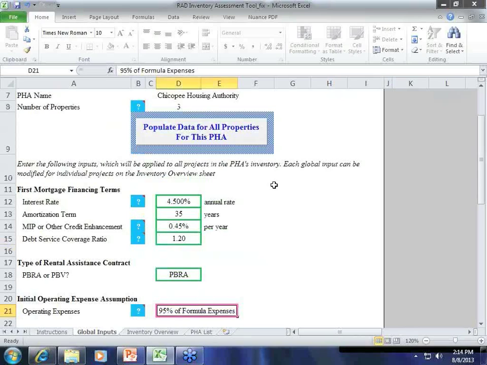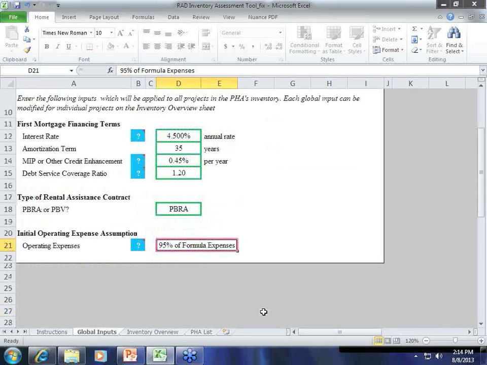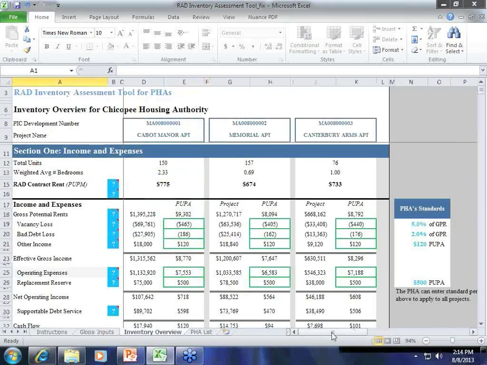So, as I was saying, we will begin with, as an operating expense assumption, 95% of formula expenses, which is a formula amount. It's not a perfect estimate of what any given property will operate at or does operate at, but it's a decent starting estimate. So now I'm going to move into the inventory overview tool.